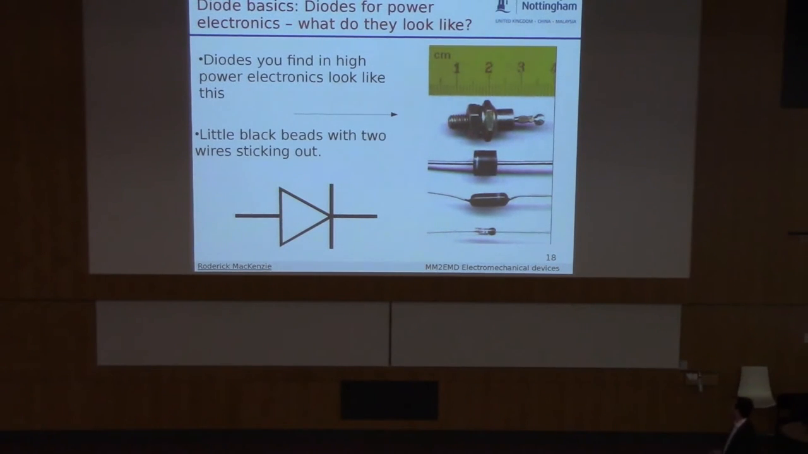This is a special type of diode. I think it's a very high voltage, high power diode. It's in a metal case, a bit like a bolt, so you can bolt it onto a heat sink, so it can dissipate its heat very easily. You'd have to look at the data sheet to figure out which way around to wire that one up.